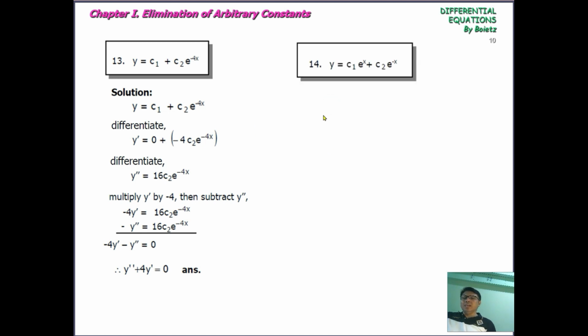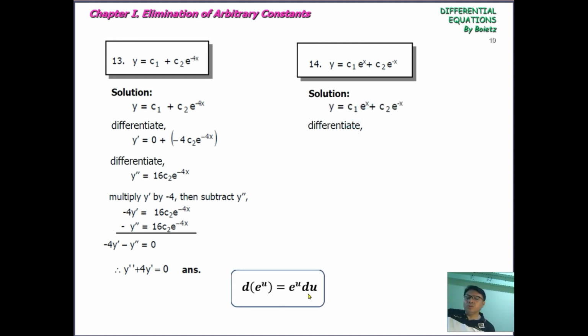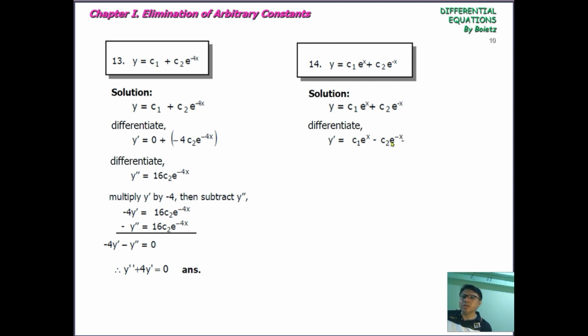So, parehas lang sila. And here, parehas lang din nung isang problem. Kaya lang e to the x saka e to the negative x doon. Dalawa ang constant or arbitrary constant, c1 tsaka c2. Copy the problem. Differentiate. Ito uli yung makulit na derivative ng e to the u. Then derivative nitong y is y prime. c1 e to the x multiplied by 1 lang yun. Then c2 e to the negative x multiplied by negative 1. Kaya naging negative c2 e to the negative x.